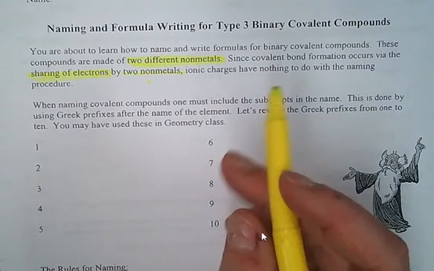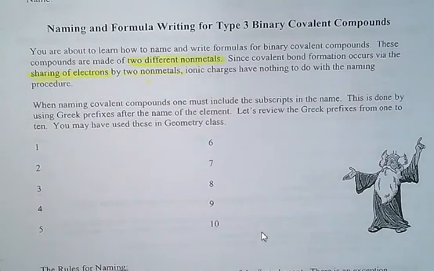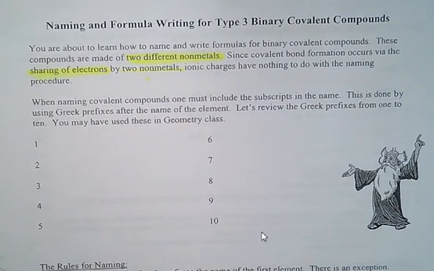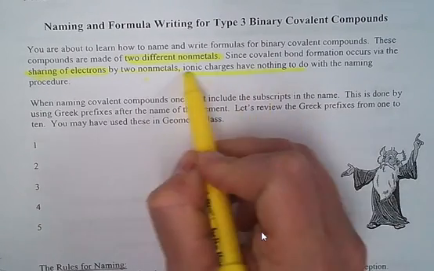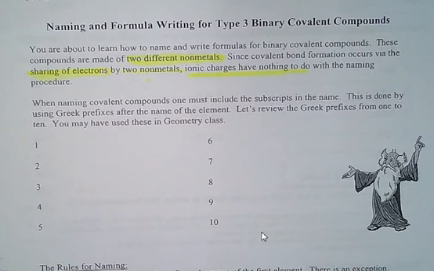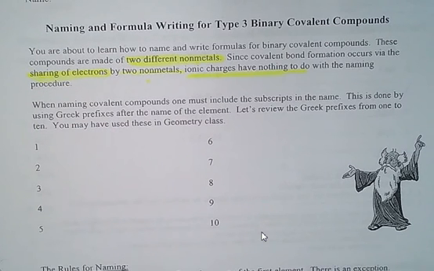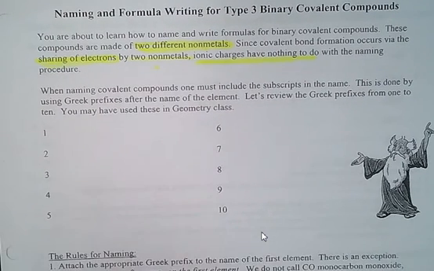So this happens because of the sharing of electrons. And this is the other part that's pretty important. The ionic charges have nothing to do with covalent, okay? Because they really don't become charged. They're not, again, gaining or losing. They're just trading spots. So what we're looking at here is we use Greek prefixes when we name these.